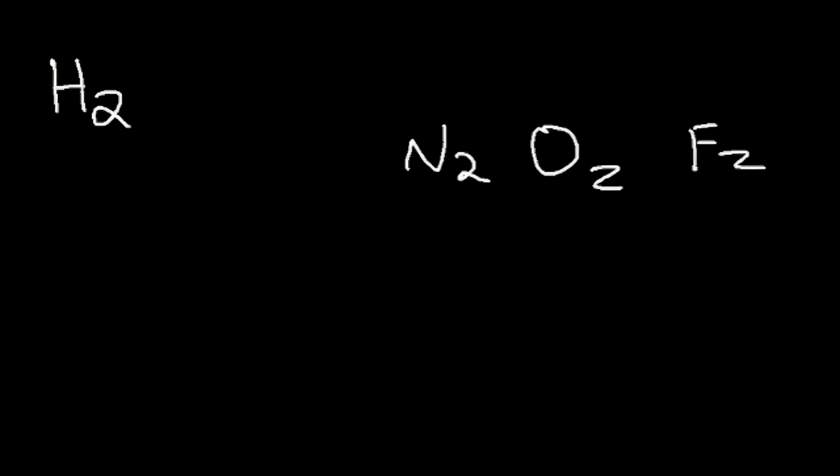Now, the next thing that we need to go over are the diatomic elements. Hydrogen, in its natural state, doesn't exist as H. Hydrogen exists as H2. It's diatomic. So it exists as a molecule. Nitrogen is diatomic. Then you have oxygen, fluorine, chlorine, bromine, and iodine. These are all diatomic, and this is something you just have to know.